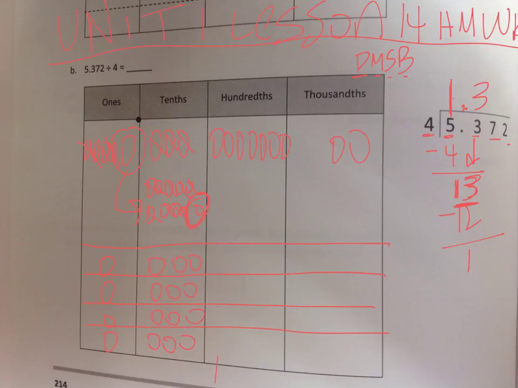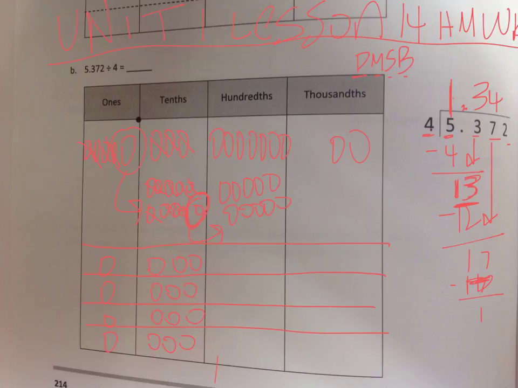So now that 1 is going to carry over to the hundredths place, because I'm going to bring down this 7. And now I have to make 10 hundredths. 1, 2, 3, 4, 5, 6, 7, 8, 9, 10. So now I don't have 7 hundredths, I have 17 hundredths to represent this 17. Now I divide again. 4 into 17 goes 4 times. 4 times 4 is 16. Subtract, and I have 1 left over.